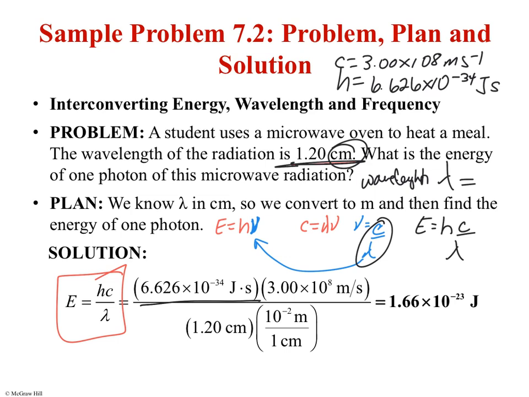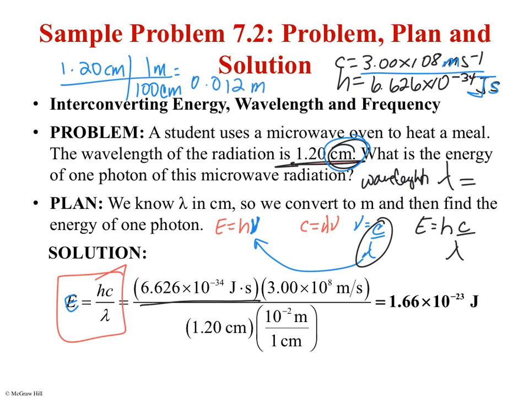And see this correlates joules, which is your energy, and your frequency. There's your seconds. But you see that we have to get our wavelength in meters, and we have it in centimeters. So you want to take 1.20 centimeters, and then you need to convert centimeters, which is 100 centimeters, into 1 meter. And that gives you 1.20 divided by 100. That gives you 0.012 meters.